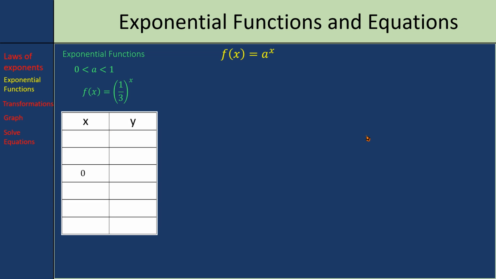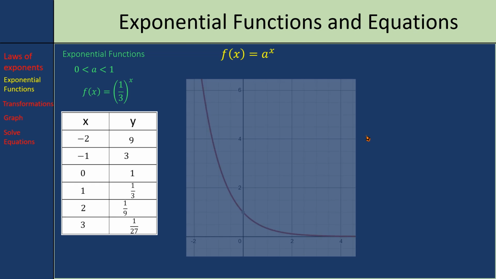And let's put in the point, right? If we put 0 in, anything to the 0 is 1. So I still have 0, 1 as my point. And then if you put 1 in, you get 1/3. 2, you get 1/3 squared, which is 1/9. 3, you get 1/3 cubed, which is 1/27. You put -1. Negative means you divide. 1 divided by 1/3 is 3. Okay, it's like you're flipping it. -2, you get 9, right? You flip 1/3, you get 3. 3 squared is 9. Again, law of exponents, very important.